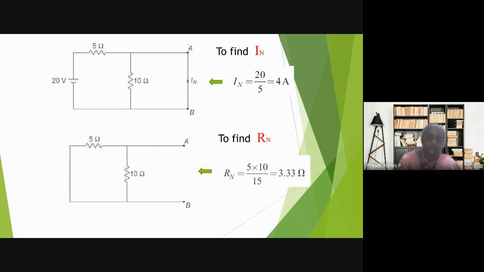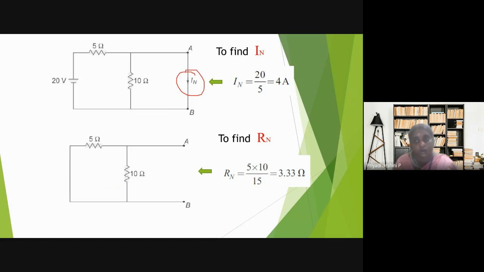How to draw the diagram? First we have to short circuit the terminals A and B. After short circuiting the terminals, we have to find the current flowing through the short circuited terminal. So I have removed the load resistance, which is 6 ohms. Then I have short circuited the terminal, and then I should find the current.